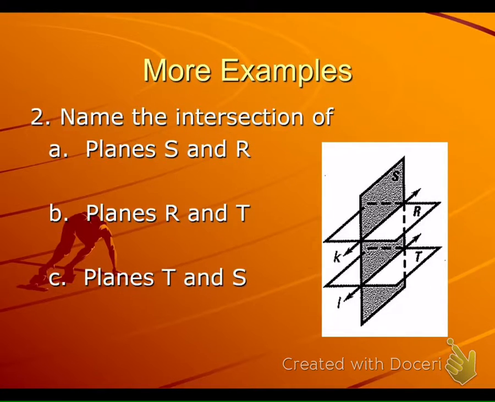So plane S, so I'm going to look for the plane that has an S in the corner. So the gray plane, all right, this guy right here. Where does that plane intersect with plane R? So the one with an R in the corner. So their intersection will be a line. Does anyone see the line where they intersect? Line K would be our answer.